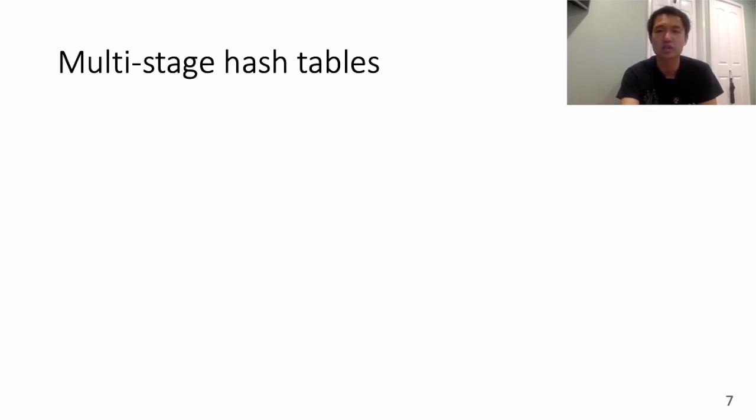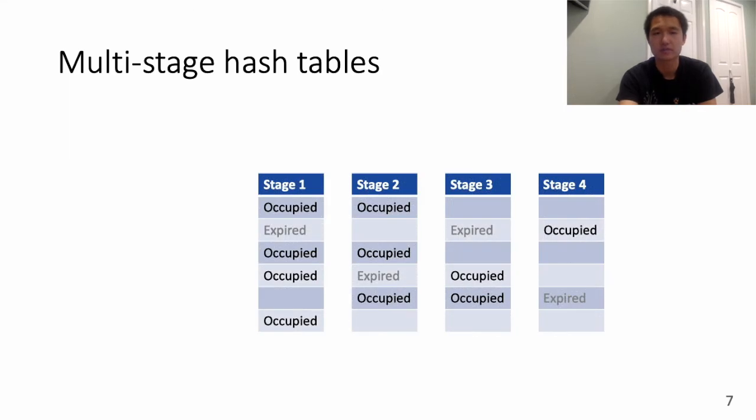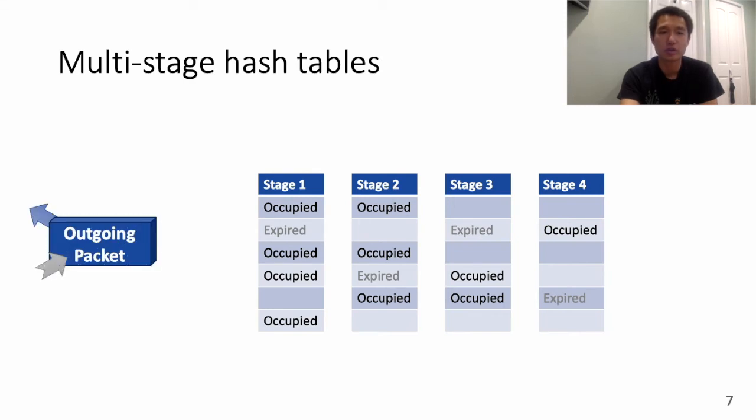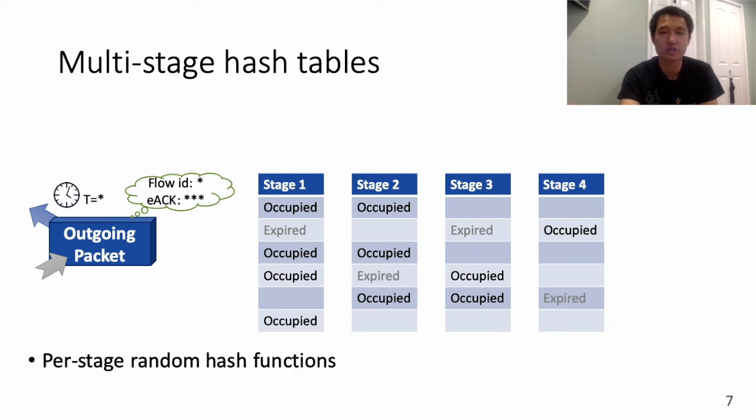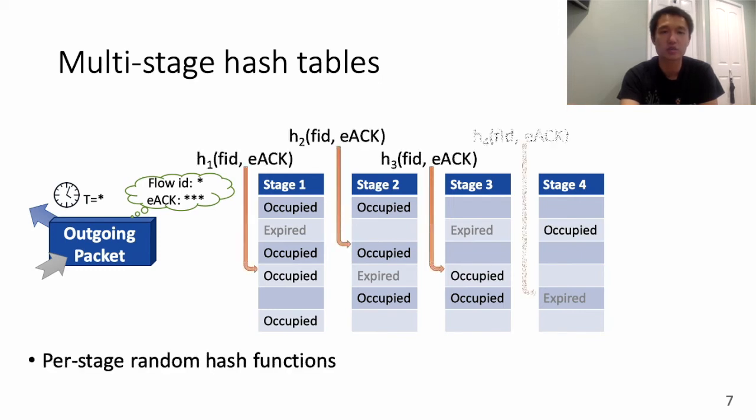Let's illustrate an example with 4 stages. Say right now we have a lot of entries, some of them already expired. When a packet shows up, we'll look at the current time, the flow ID, and also calculate the expected ACK number. Then we'll use different random hash functions to calculate different positions, one per stage. Say we got these 4 positions. We'll try to insert this packet record into the 4 positions.